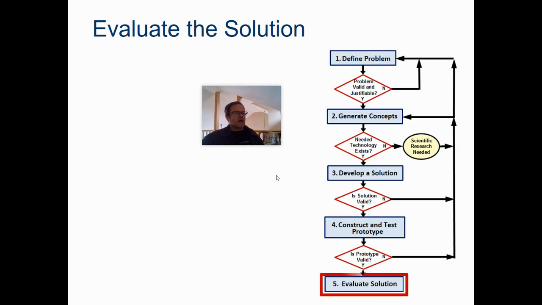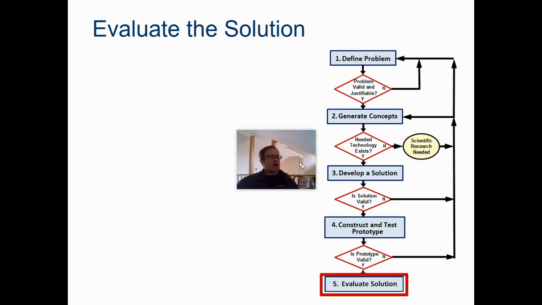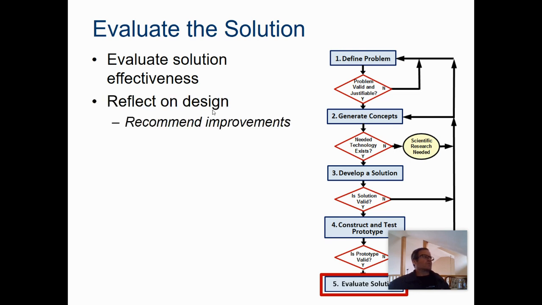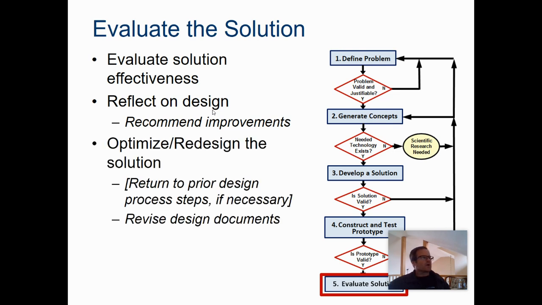If the answer is yes, now you go on to the fifth step, which is evaluate the solution. So now what would we do to evaluate the solution? You evaluate the solution's effectiveness. Did it work? Reflect on design, recommend improvements. Are there improvements we can make to this thing without redesigning the whole darn thing? Optimize or redesign the solution. Maybe you return to a prior design process step, or you revise what you got. You revise the documents so you make it a little bit different.